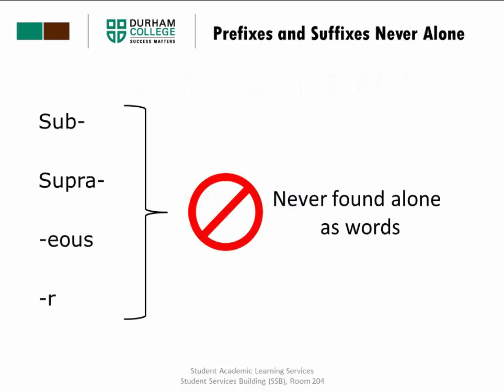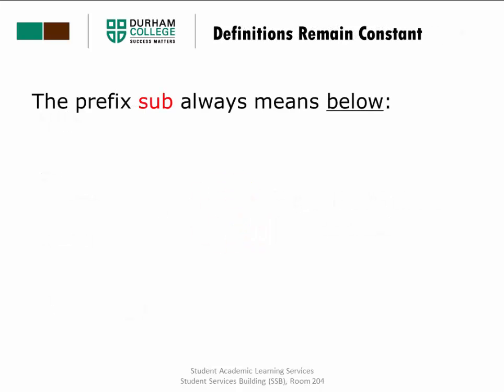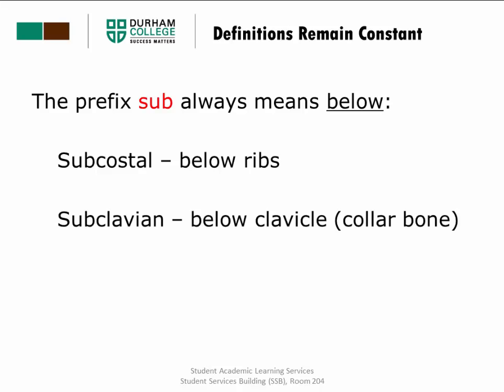Prefixes and suffixes are never used alone. You'll never see sub, supra, ius, or r found alone as a word. Furthermore, the definitions always remain constant for these terms. For example, the prefix sub always means below. Subcostal means below ribs. Subclavian means below the clavicle or collarbone. Sublingual means below the tongue. This way you can easily try to figure out what a word means when seeing it for the first time.